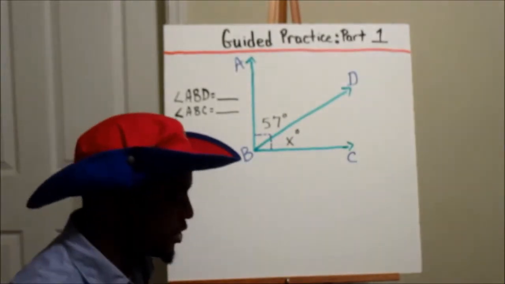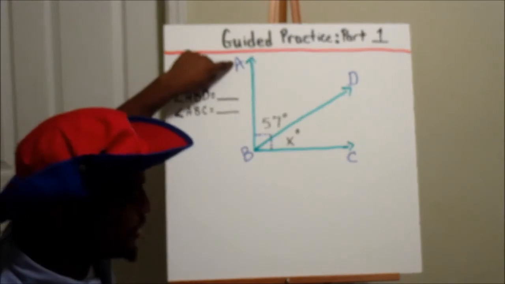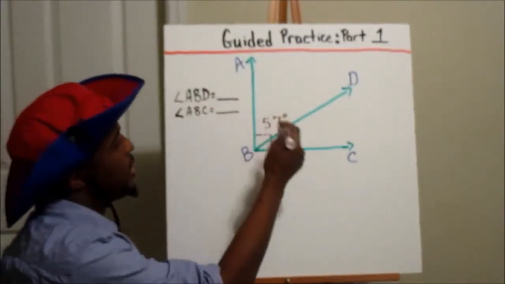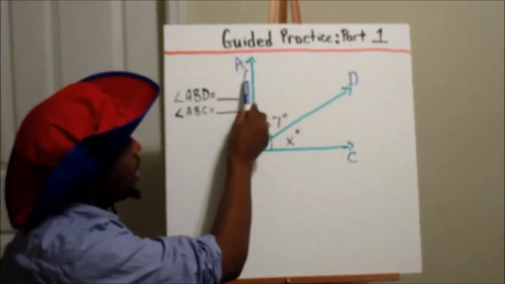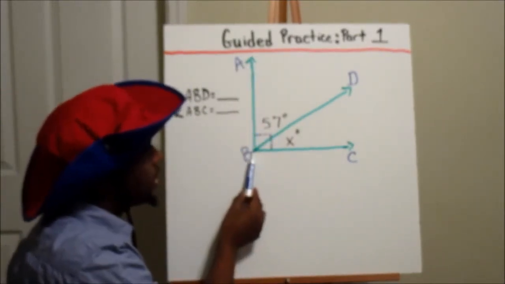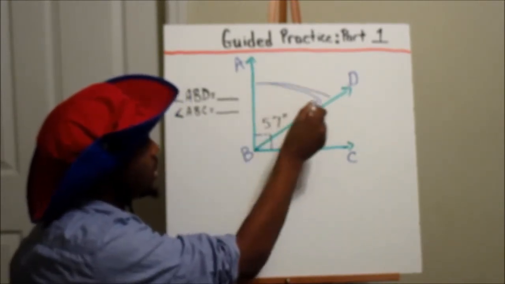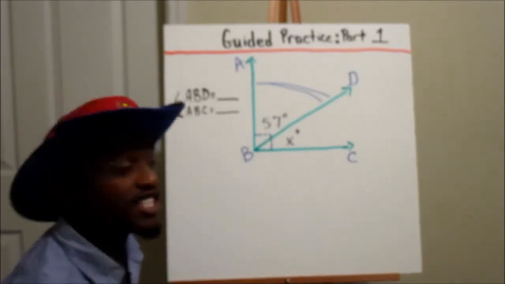Alright? So first, let's answer the following questions that are on your sheet. The first one says, what is the measurement of angle ABD? Alright? So here, this is my angle ABD. If I look at my entire picture, if I follow the letters A, B, and then I'll go to D, I am looking at the measurement of this angle here. And if I look in the problem, it tells me that angle ABD is 57 degrees.